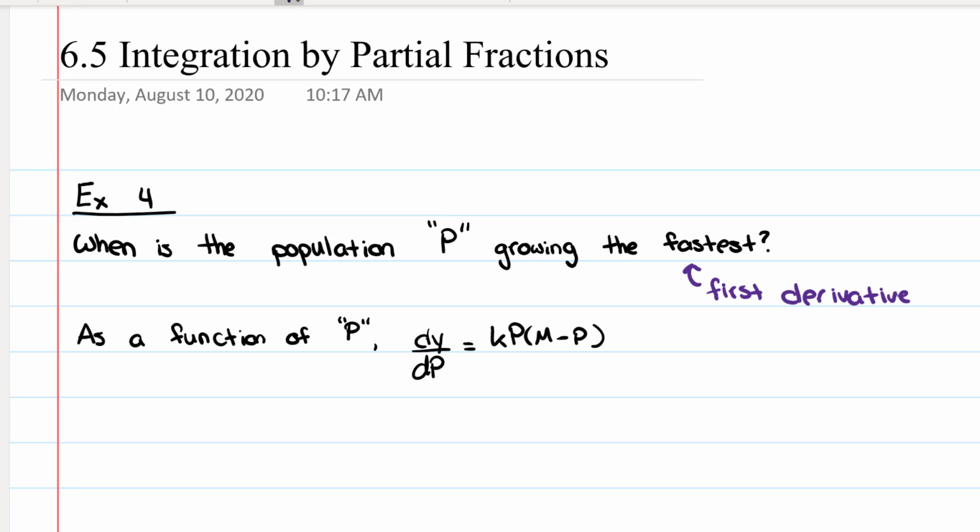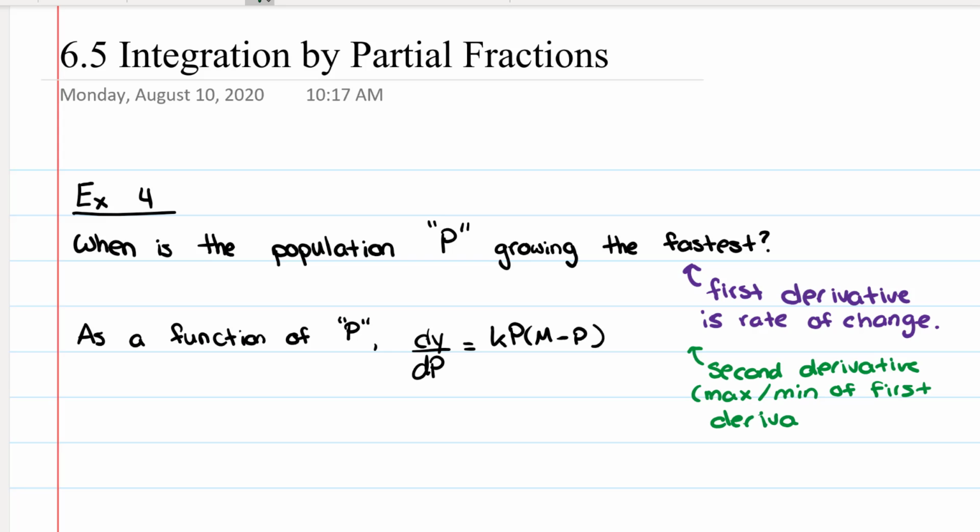The first derivative tells us the rate of change of something. And the second derivative is going to give us the maximum or the minimum of the first derivative. So by taking the second derivative, we can find the max of the growth, because the growth rate is the first derivative, and I want the maximum growth rate. So I'm actually looking for this second derivative. This is actually pretty easy to do.